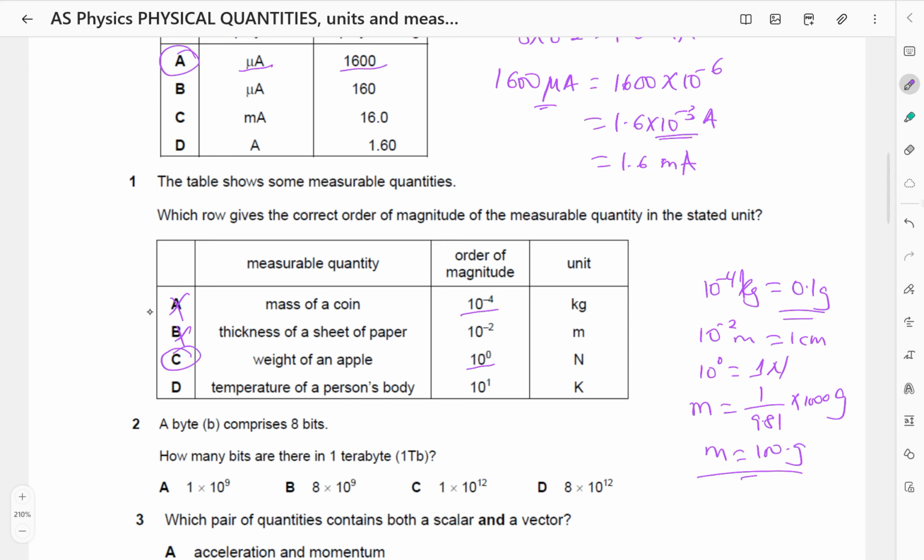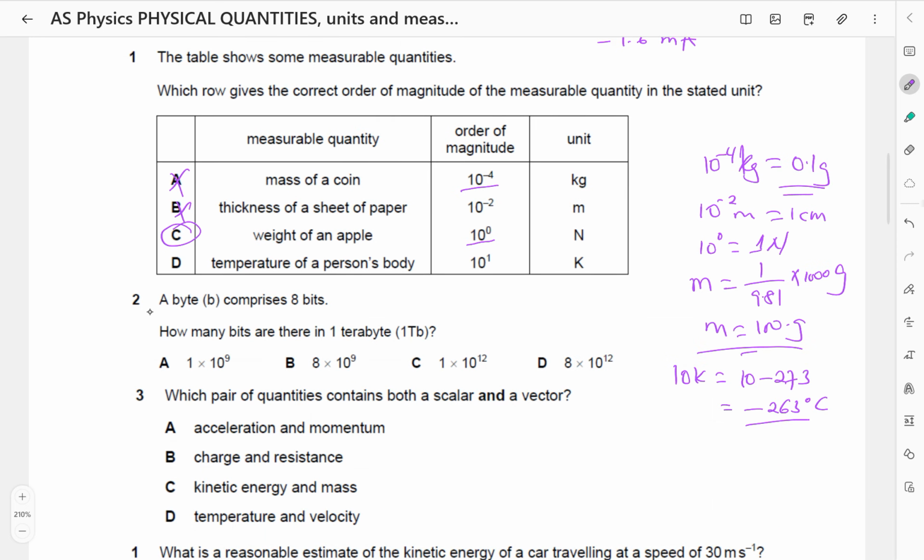The temperature of a person's body is 10 power 1 Kelvin. 10 Kelvin is the same as 10 minus 273, so this gives us a negative value in degrees Celsius. It is approximately negative 263 degrees Celsius. This is too small. Okay, room temperature is 25. The normal body can be around 35, 36 degrees Celsius. So this one does not make sense.